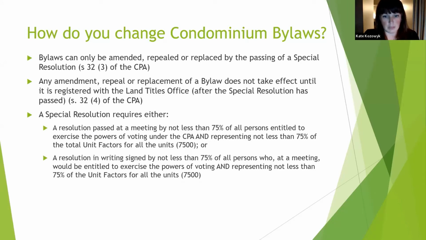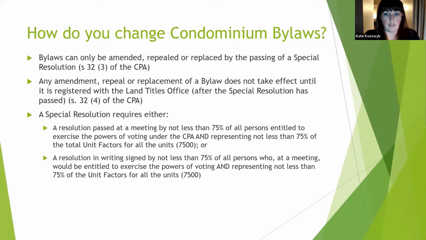A special resolution is a resolution of the owners, as opposed to a board resolution, which is just the board members, and that's what's required to pass a rule or a policy. So to pass the bylaws, you need a special resolution of the owners, which is either passed at a meeting with not less than 75% of all persons entitled to vote and representing not less than 75% of the total unit factors for all units voting in favor, or it can be a resolution in writing, which is signed by not less than 75% of all persons who would be entitled to vote, and again, representing not less than 75% of the unit factors of all units.